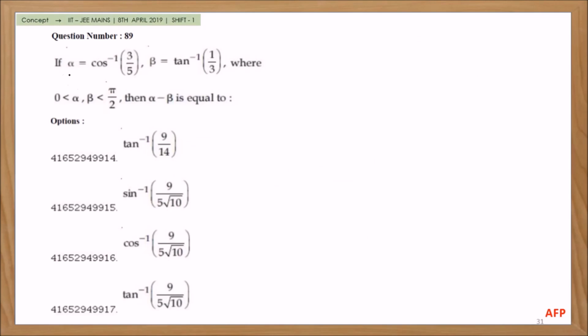Next problem: alpha is equal to cos inverse of 3 by 5 and beta is equal to tan inverse of 1 by 5. So alpha and beta lie between 0 and 90, the first quadrant. Alpha minus beta we are supposed to find. To find alpha minus beta, we will use the tan concept. Tan of alpha minus beta is equal to tan alpha minus tan beta divided by 1 plus tan alpha tan beta.